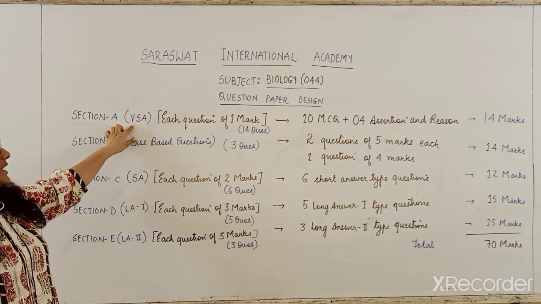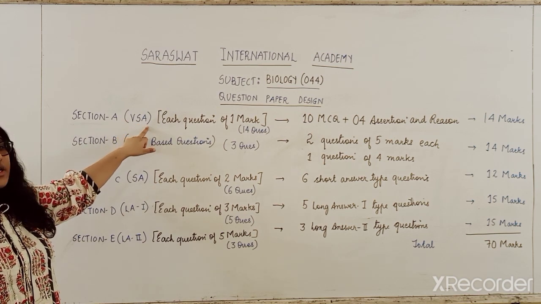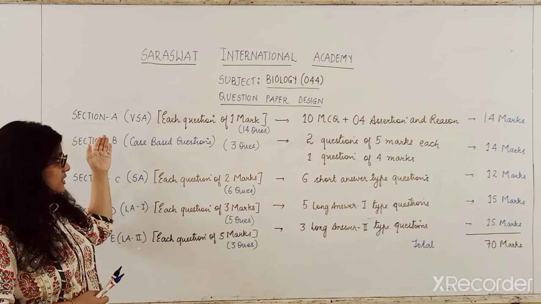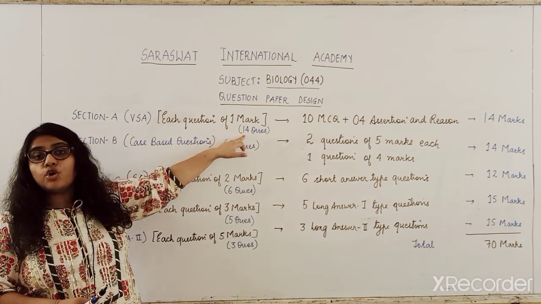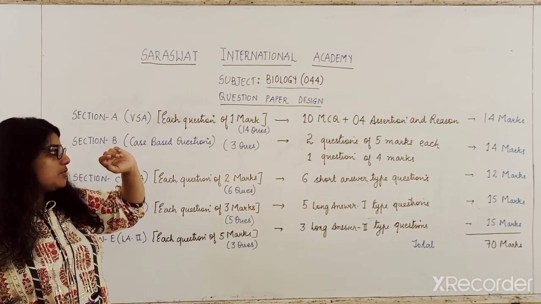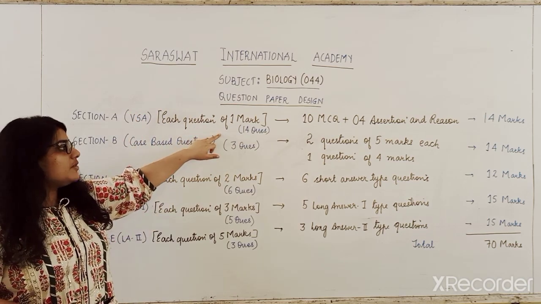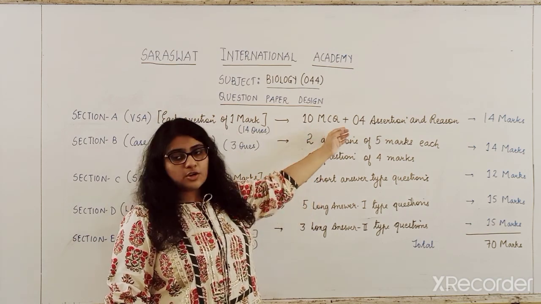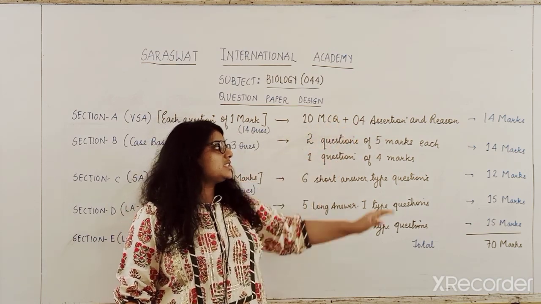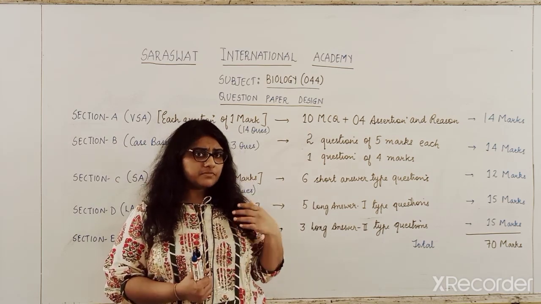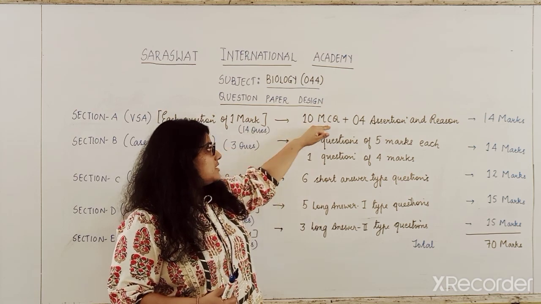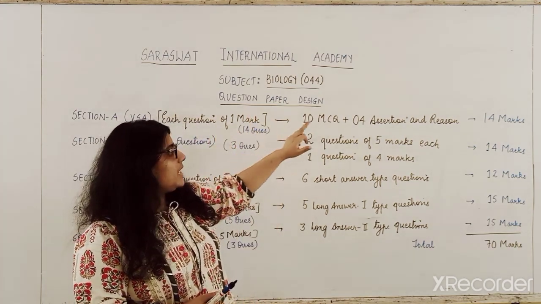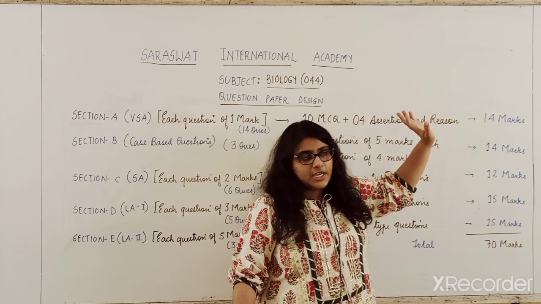Now let us see what Section A is. Section A is VSA, which indicates very short answer. So very short answer type questions will be included in Section A. Here there will be a total of 14 questions, and each question is of 1 mark. How are these 14 questions divided? 10 questions are MCQ and 4 questions are assertion and reason type questions. Each question is of 1 mark, so the total for this section is 14 marks.